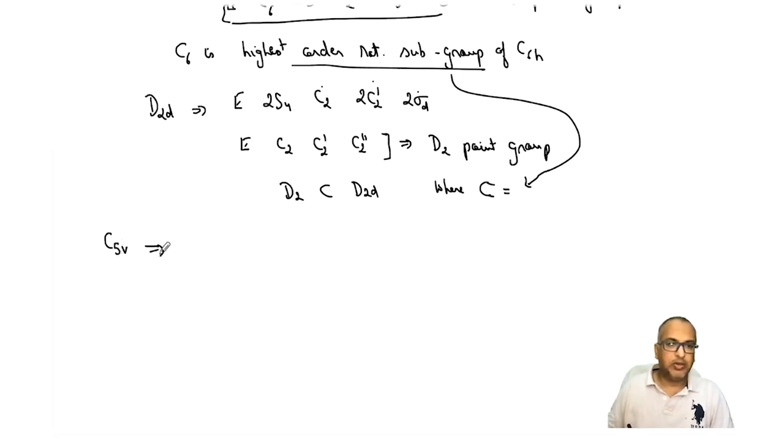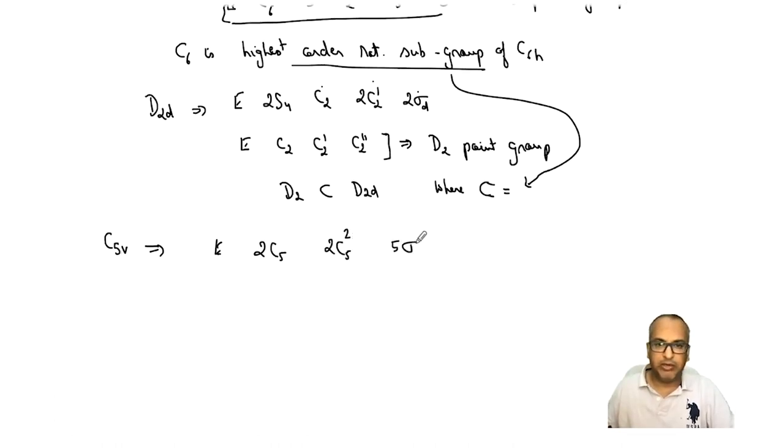C5V. So now C5V, what are the group elements under C5V? We have E, two operations given by C5, two operations given by C5², and 5 sigma V's, right? Now what is the highest order rotational subgroup? So we cannot consider this one.